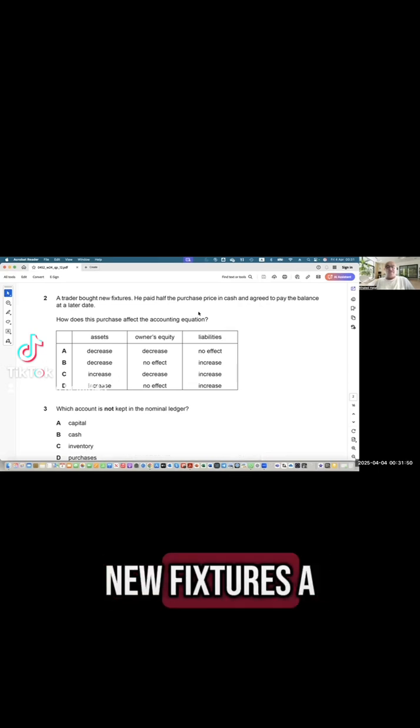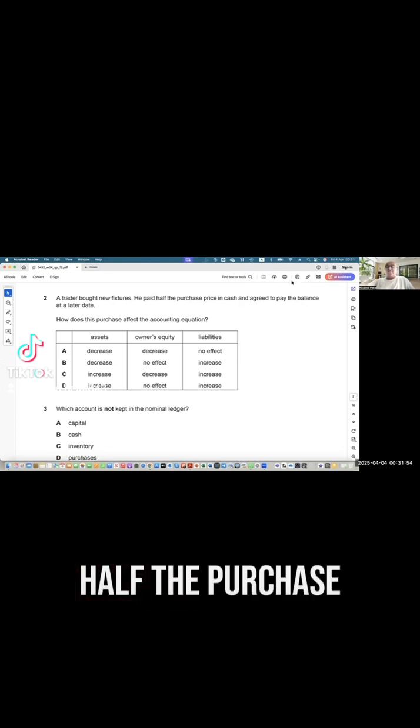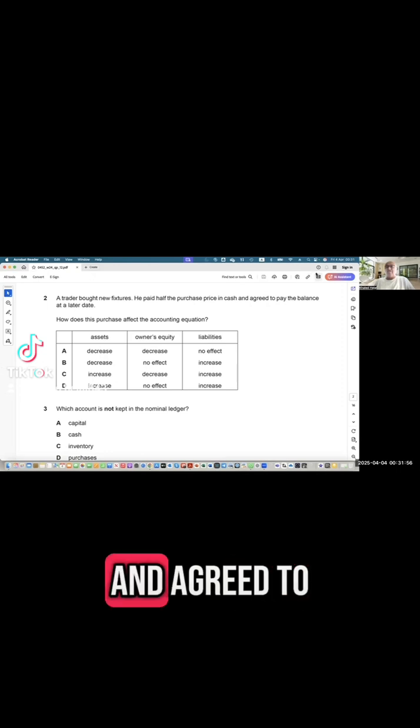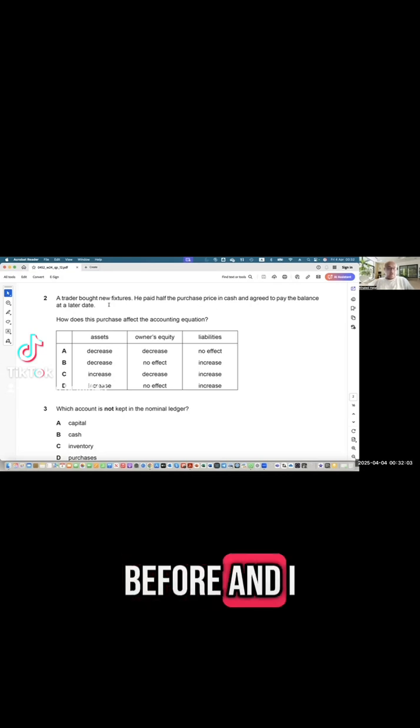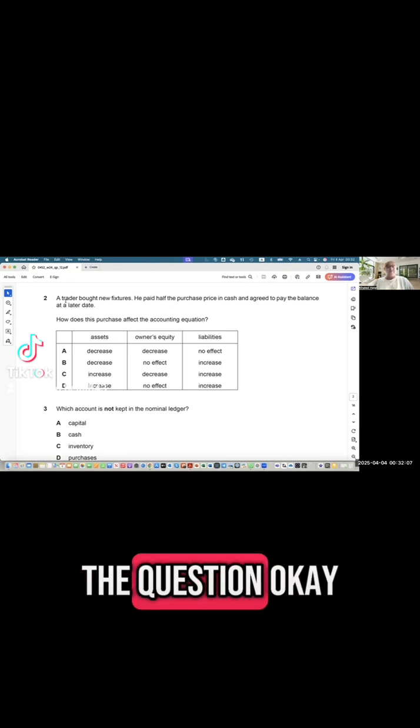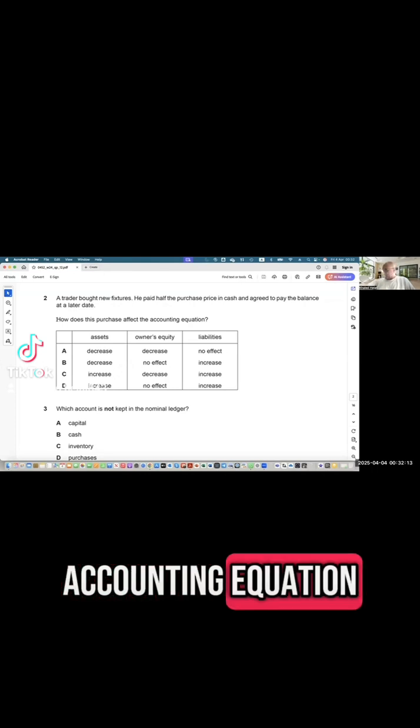Okay, so the question today was question 2 from the same exam. A trader bought new fixtures. He paid half the purchase price in cash and agreed to pay the balance at a later date. As I said before, and I always say it, the answer is in the question. They're asking us, how does this purchase affect the accounting equation?